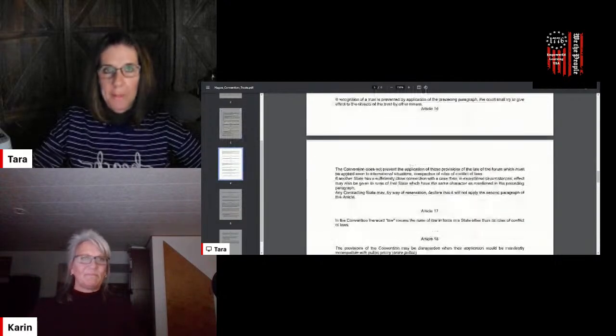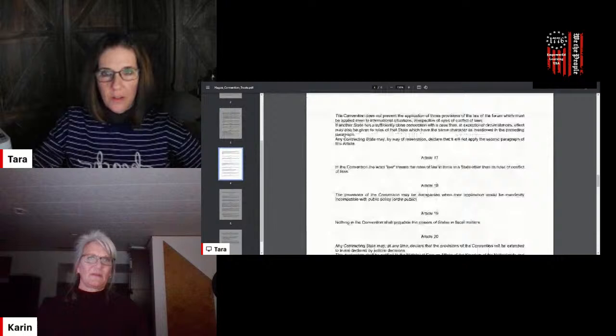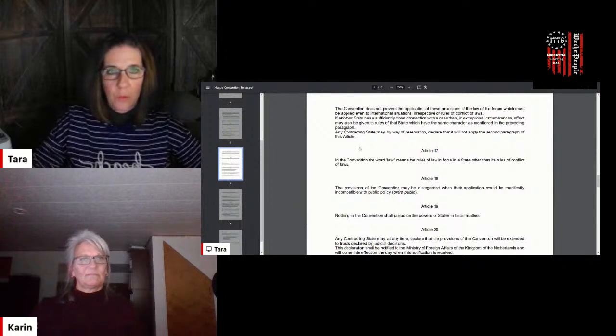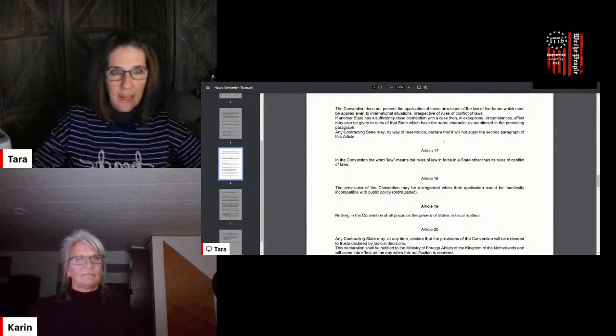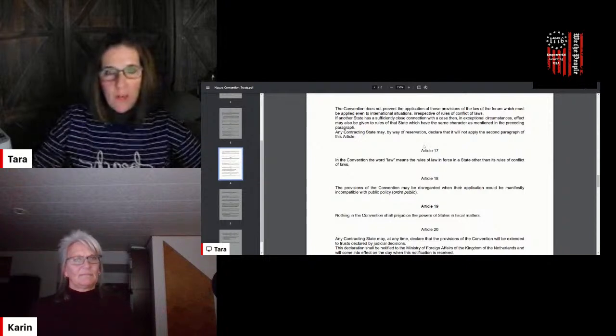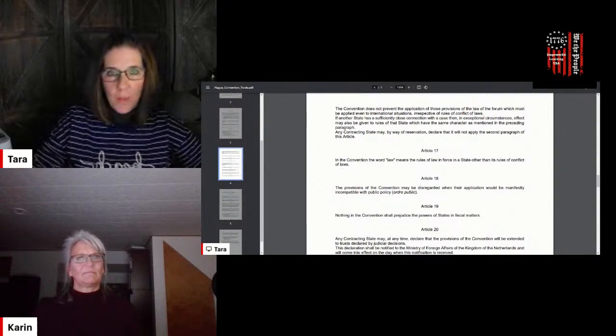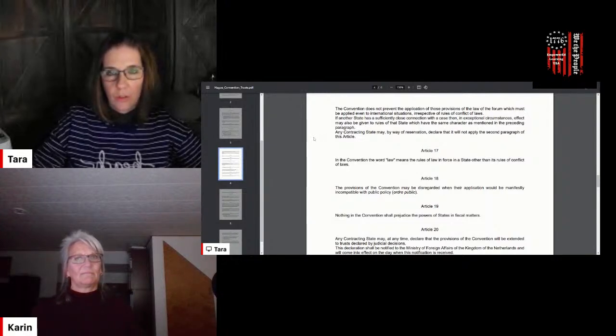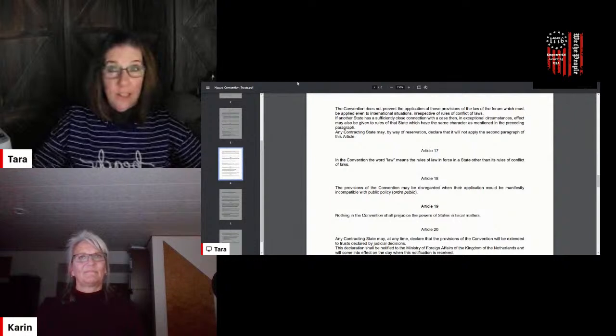All right. So Article 16: the Convention does not prevent the application of those provisions of the law of the forum which must be applied even to international situations, irrespective of rules of conflict of laws. If another state has a sufficiently close connection with a case, then, in exceptional circumstances, effect may also be given to rules of that state which have the same character as mentioned in the preceding paragraph. Any contracting state may, by way of reservation, declare that it will not apply the second paragraph of this article. Again, a lot of words to say.